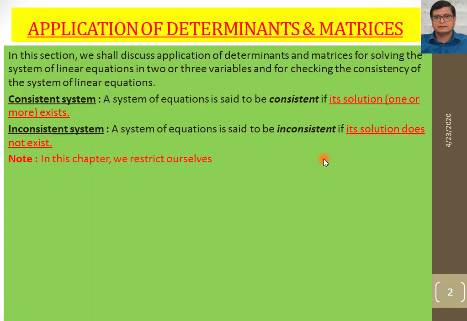Now, in this chapter we restrict ourselves to systems of linear equations having a unique solution only. Because when we have the regular classes, at that time I will tell you how we can find the infinitely many solutions and how we can check the condition of inconsistency, right? But till then I'll be taking systems of equations which have a unique solution.